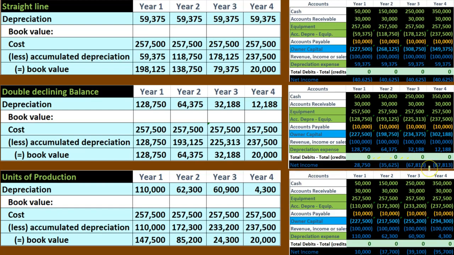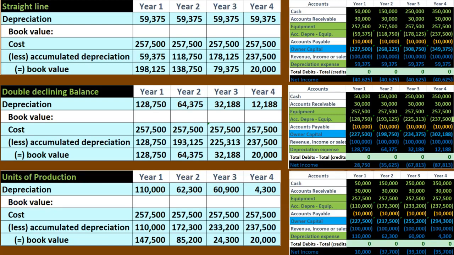The effect over the 4-year period, because it's just a timing difference, is that we end up at the same point at the end of the time frame of 4 years with either method. So at the end of the time frame, we're left with a book value of the $257.5 minus the $237.5, $20,000. We're left with the book value of the salvage value. Over the 4-year time period, we depreciated the same amount. So you might think, again, why does it matter if I use one or the other? At the end of the day, it's the same thing, isn't it?